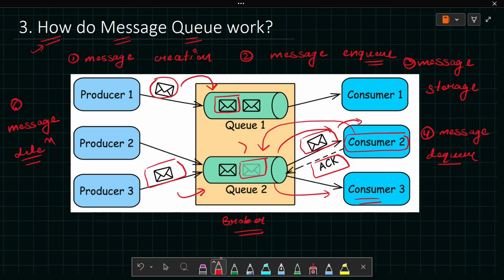If I am not going to remove this message from this place, then I am going to process this message again, because it works in a first in first out manner. So it is my duty that the messages which are already processed should be removed from the queue. So I perform a delete operation. I hope you got my point.